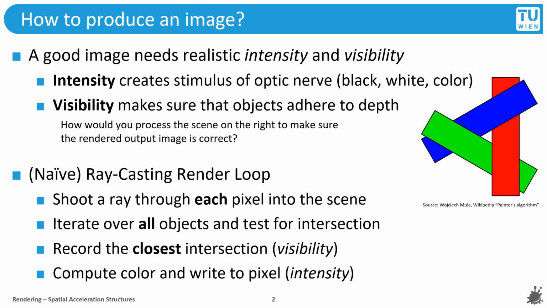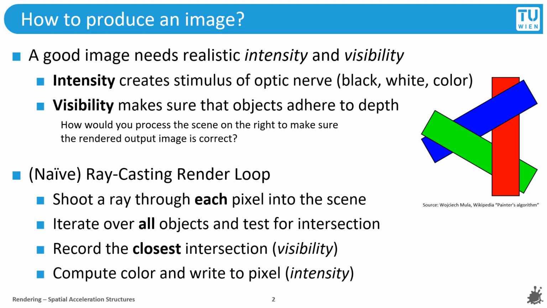image, we need to resolve both the intensity, which is basically the stimulus it exerts on the optic nerve. For instance, it gives the impression of a certain color, and the visibility, which is basically making sure that the objects adhere to depth constraints. And what do I mean by that? Is if you have certain objects and one is closer to the viewer than another, then that one should not be occluded. So something that is close to the viewer must not be occluded by something that is far away.